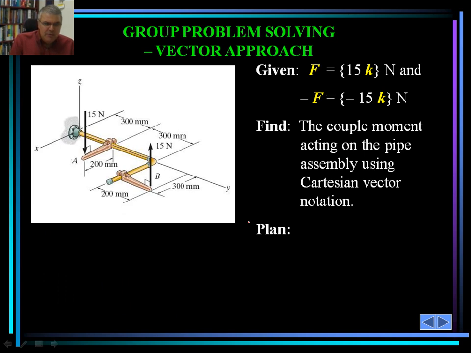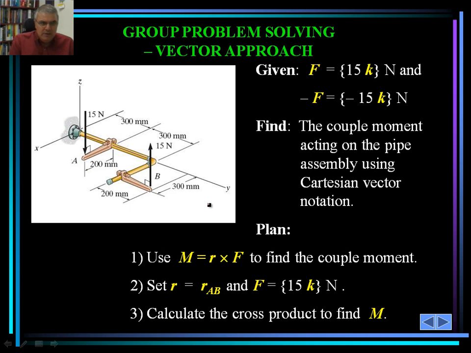Let's look at another problem using a vector approach. F is given as 15k Newton, and minus F is given as minus 15k Newton. They are a couple. We're going to find the couple moment acting on the pipe assembly using the Cartesian vector notation. So you know that we can use two approaches by now, right? One is the approach that we just used, and the other one is the vector approach. So we would find R cross F, that would be the M.